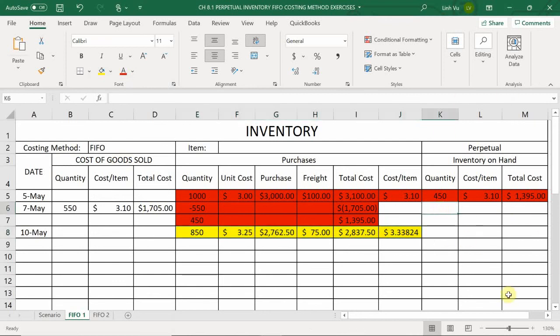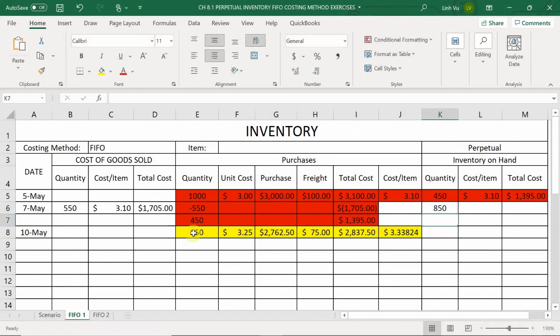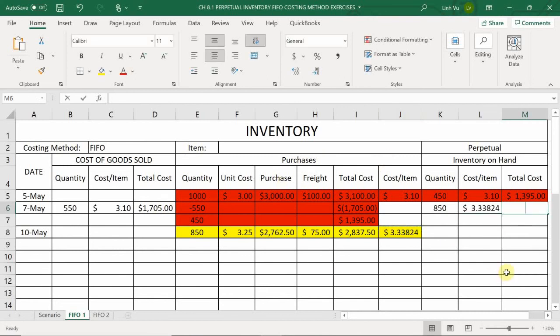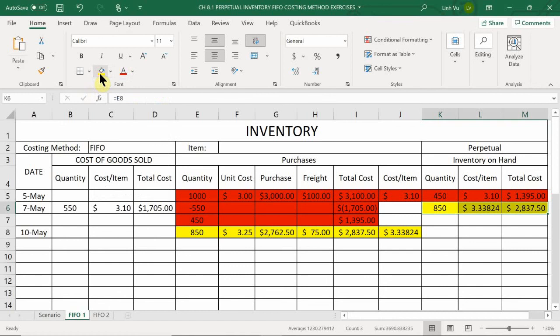So that means I'm going to transfer this amount over, right? I have 850 units, costing this 3.3382 something, right? And of course, I want to make sure I calculate it to make sure that I should get $2,837.50. And I'm going to make this my yellow batch, just as a reference point. Okay, my yellow batch.